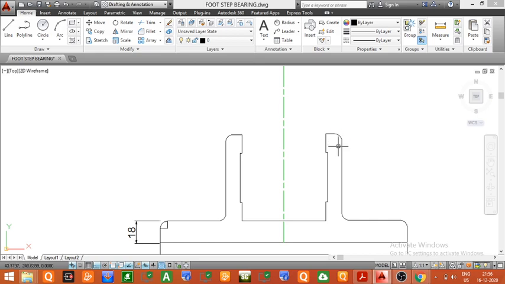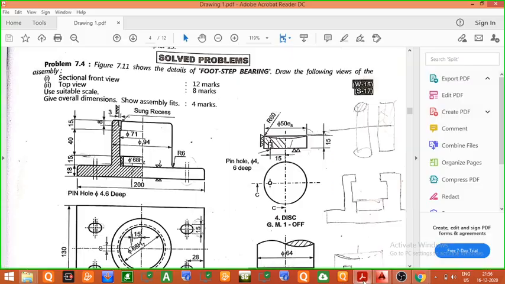I'm erasing all these lines, but you don't need to. You can keep it as it is. So finally we have drawn the body with the fillet also, fillet inside it. Now in the next step, what has to be drawn?